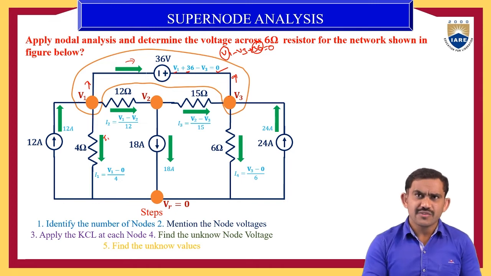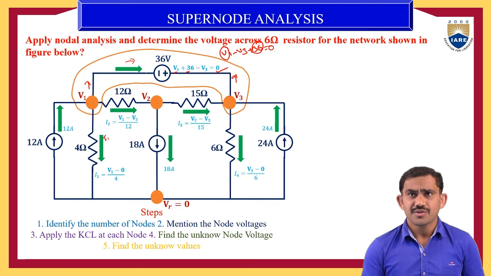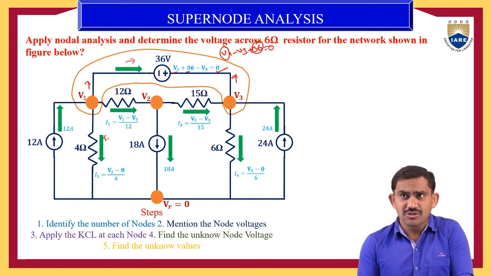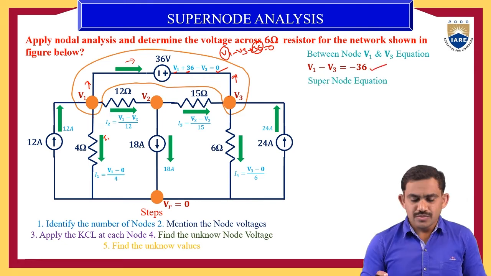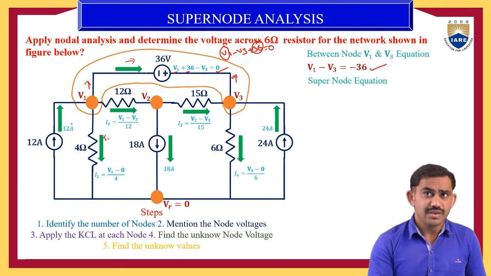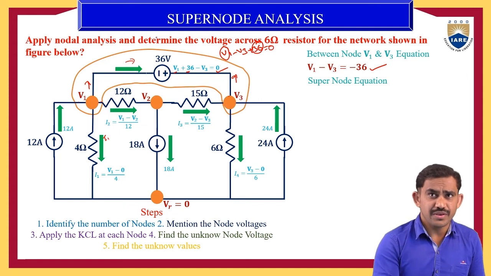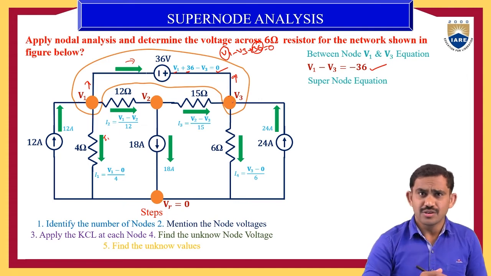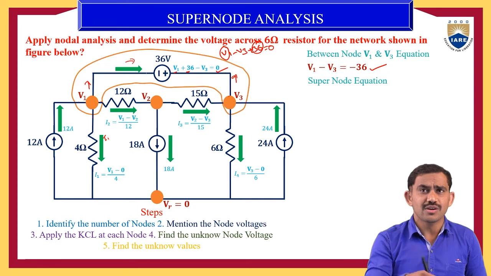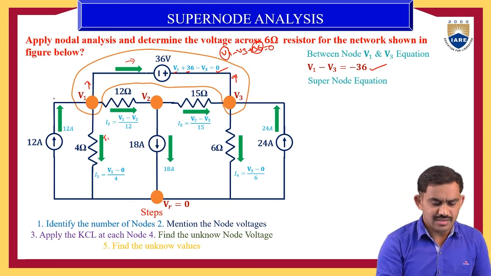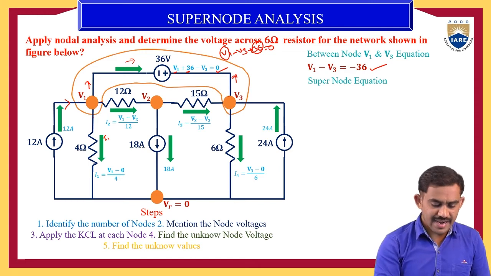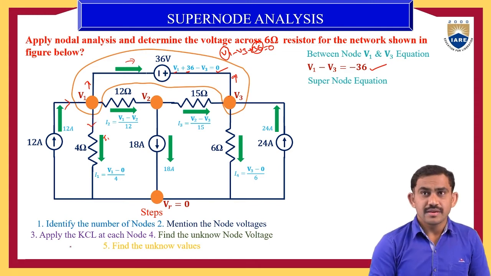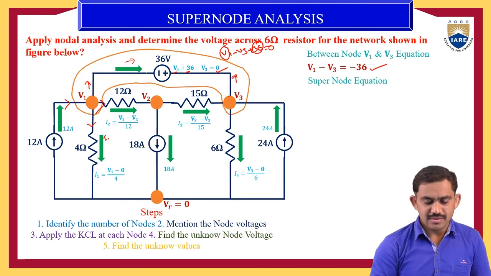Then write the equation for each node as well as the super node. First of all, at the ideal voltage source, my equation is V1 minus V3 equals minus 36. Super node: the super node is V1 and V3, so V1 and V3 are now one node. At that super node, how many currents are incoming and outgoing? This 12 amps is incoming at this node, and I1 is outgoing, and I2 is also outgoing.